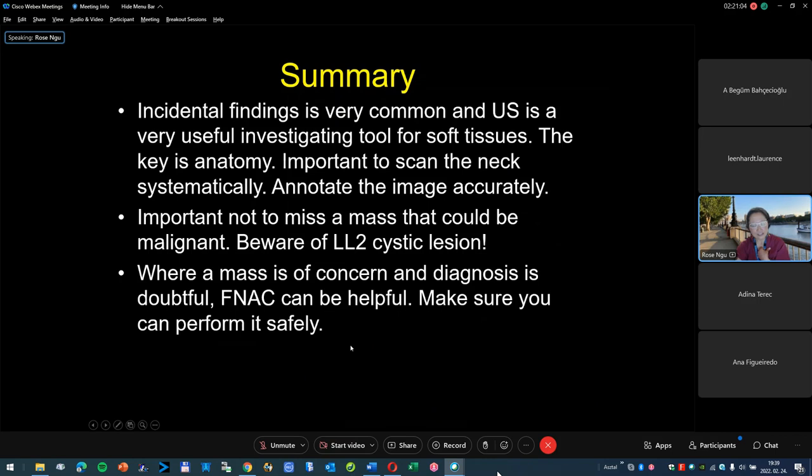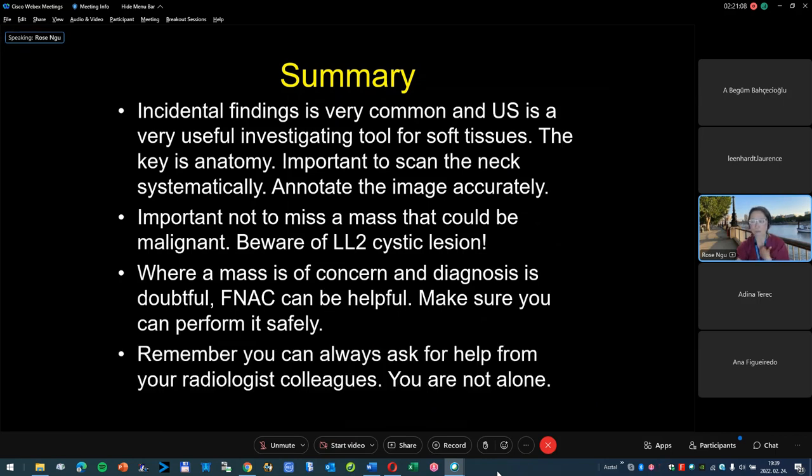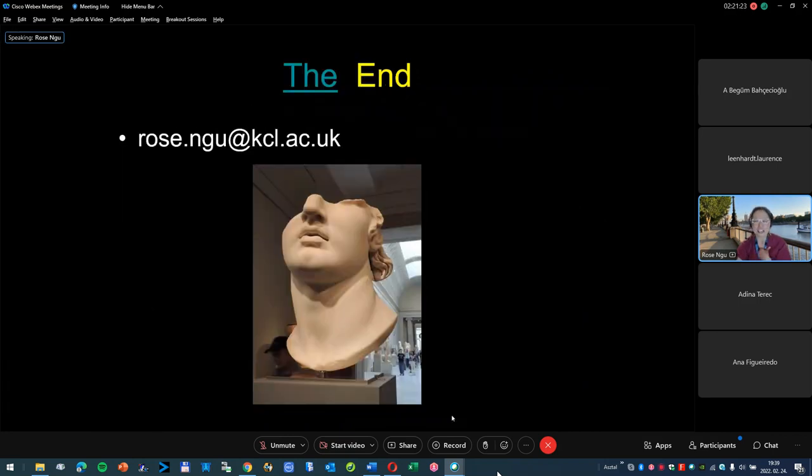Where there's a mass of concern, FNA is useful, and you can do it. If you do it to the thyroid, you can do it to this lump. But don't do it to the carotid body tumor. Remember, if you don't know what they are, your radiologists are your friends. Talk to them. We are very happy to help you. You're not alone. Any question, please ask, or you can always email me. And thank you so much for your time.